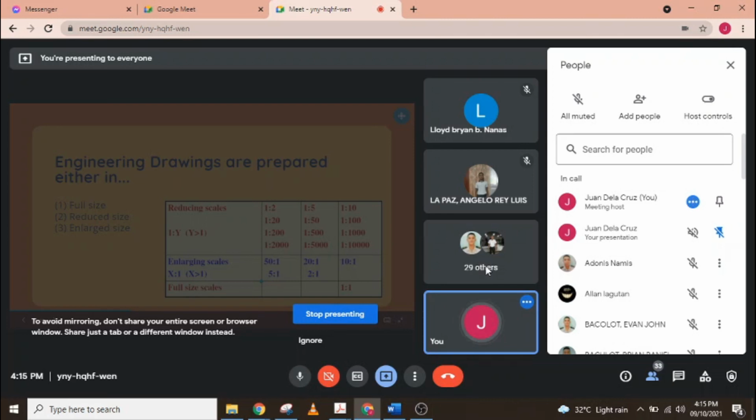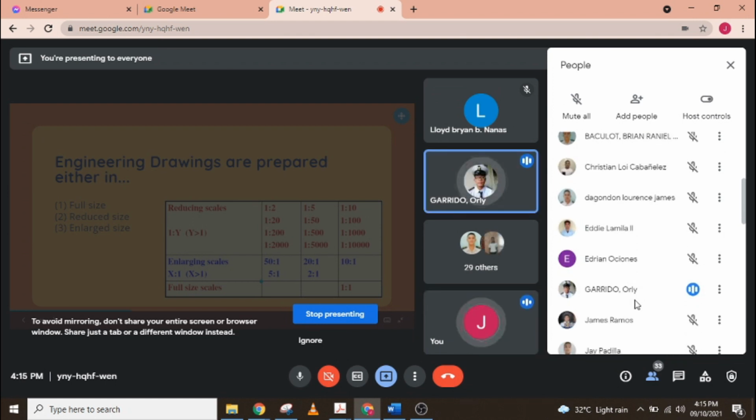Aside from that, class, earlier Lapas mentioned that in reducing scales the right side is bigger compared to the left side. For enlarging scales, the left side is bigger and the right side is smaller. Any other way of saying that?